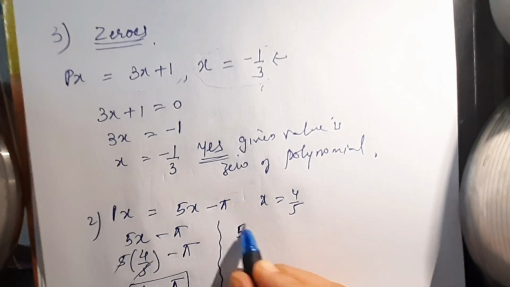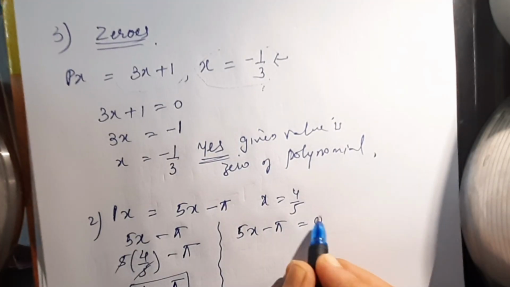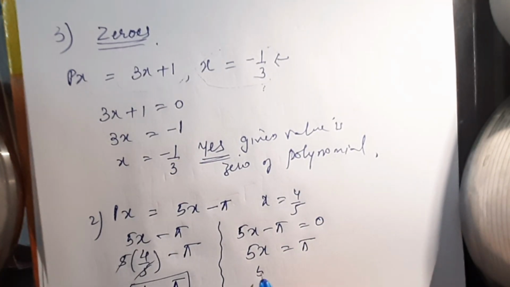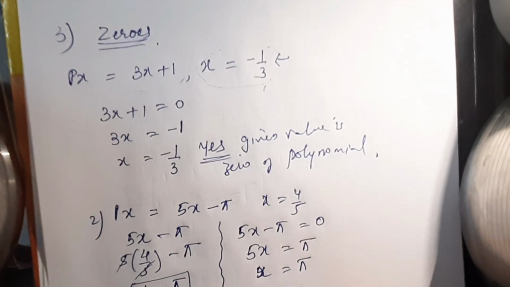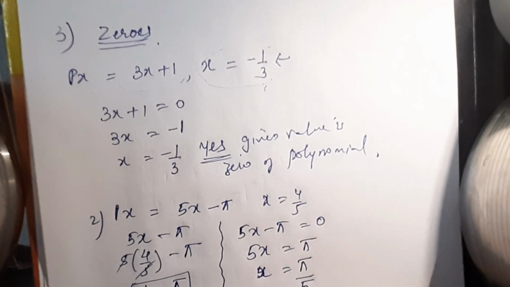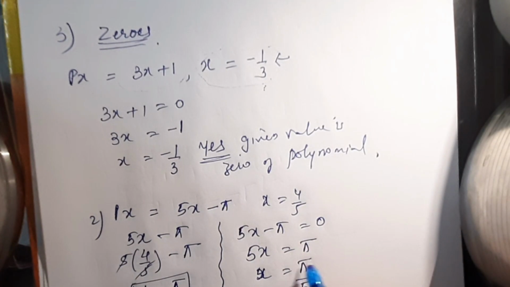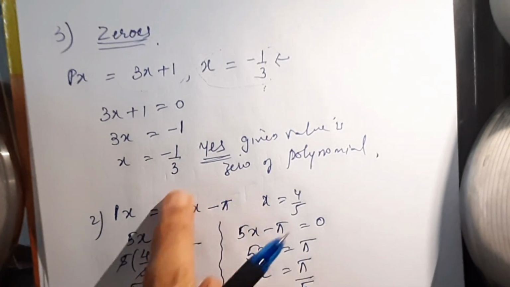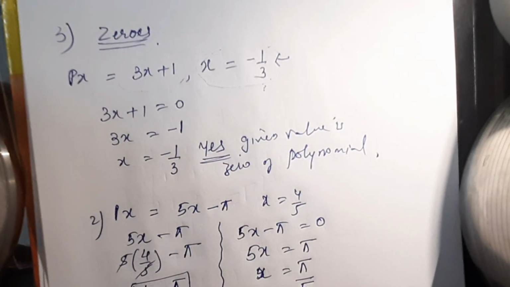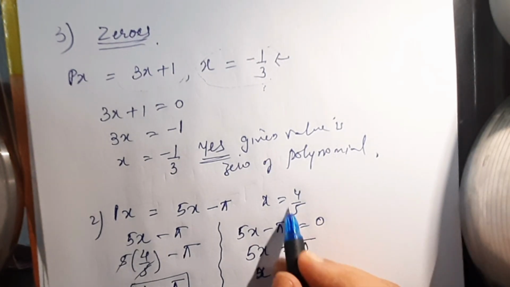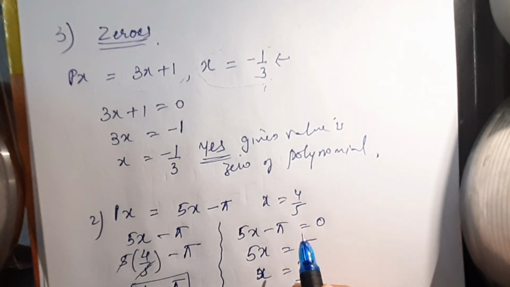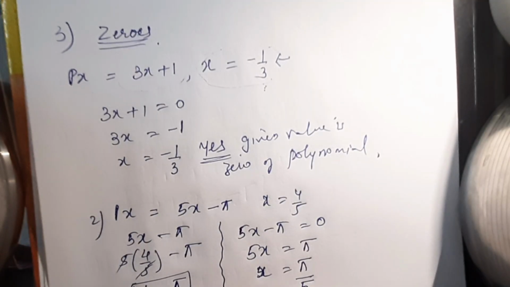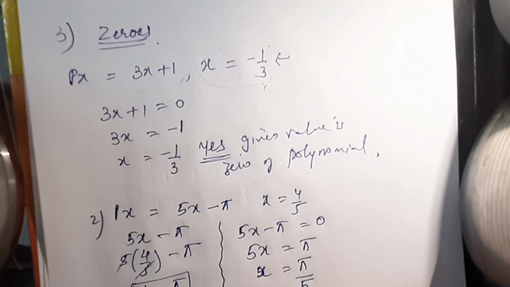If I do the same question by comparing, if I compare it with 0, 5x is equal to pi. So x is pi upon 5. If x is pi upon 5, then we could have got the value as 0. So this is the 0 of the polynomial. 4 upon 5 is not the 0 of the polynomial. So the answer is no, the given value is not the 0 of the polynomial.